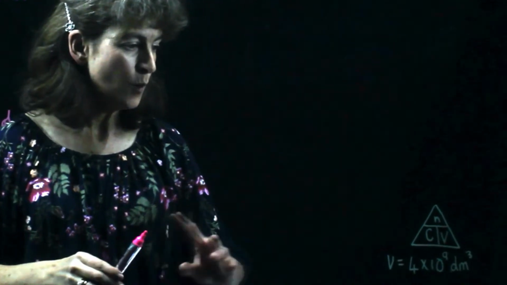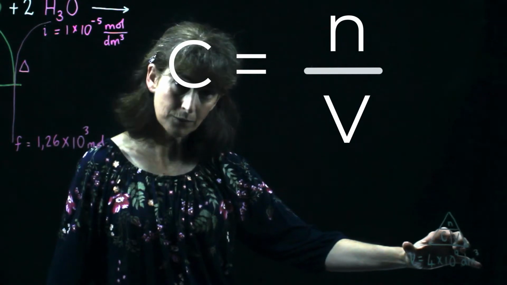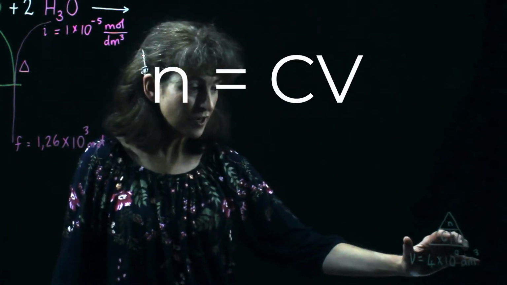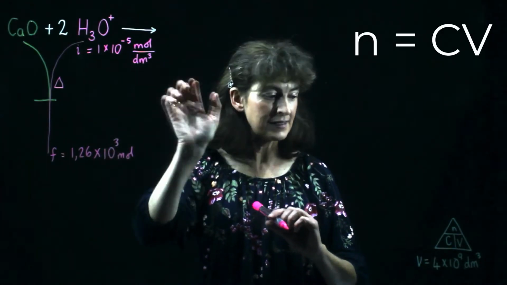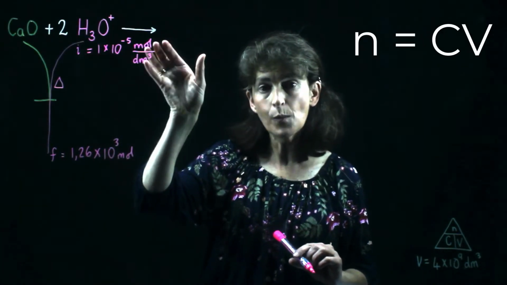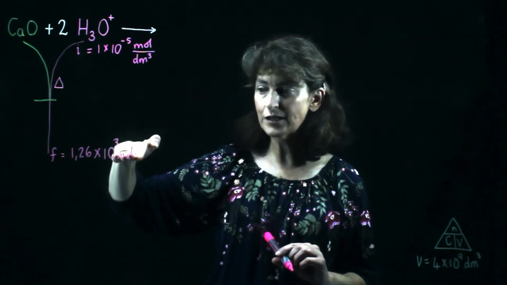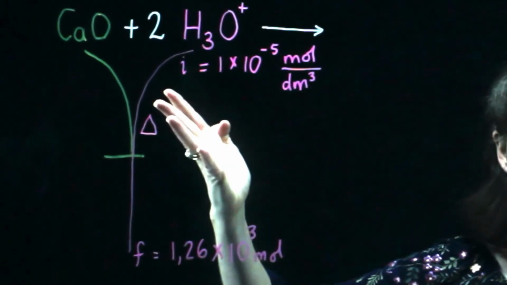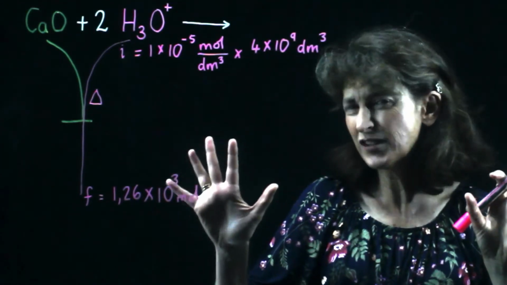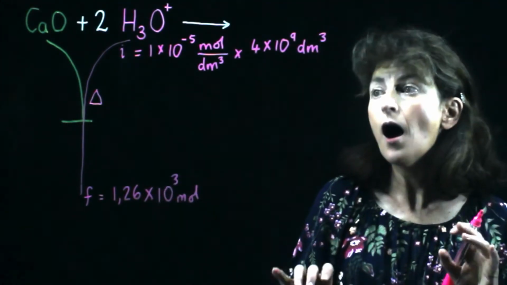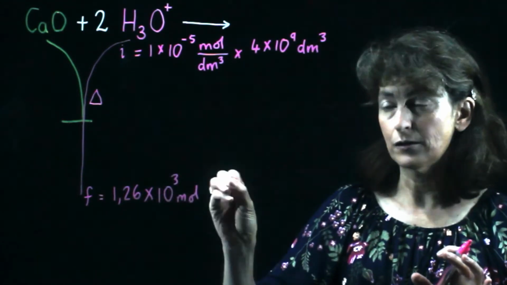How do we do that? Well, we know that concentration equals number of moles divided by volume. Number of moles equals concentration times volume, and we know the volume of the lake. So if we multiply this by the volume of the lake, we'll know how many moles of hydronium were in that lake at the start, and then we can do our subtraction to get the change, how much reacted. Let's not do that now, because we must still first get the big picture, the strategy. After we've got the strategy clear in our mind, then we can actually start executing the calculations.